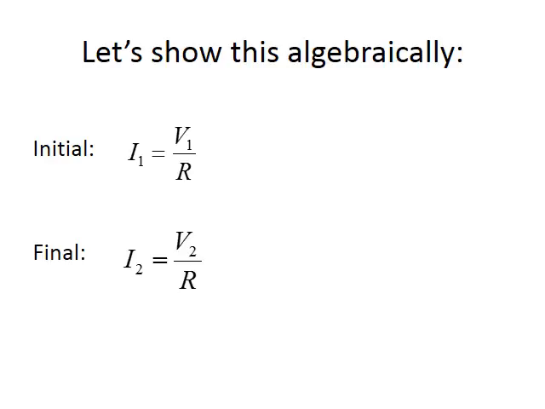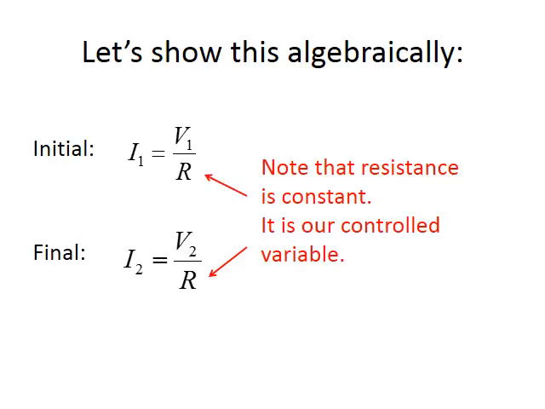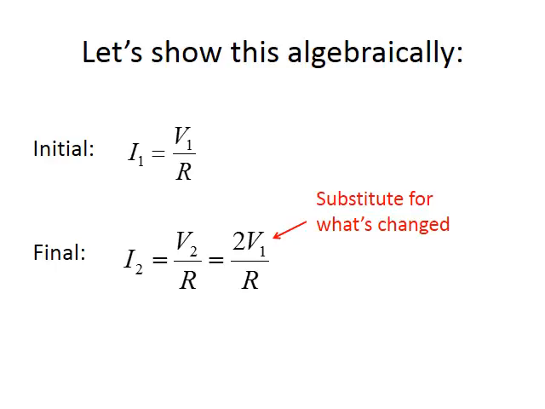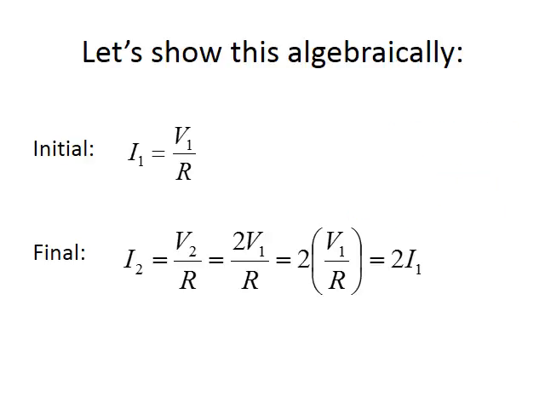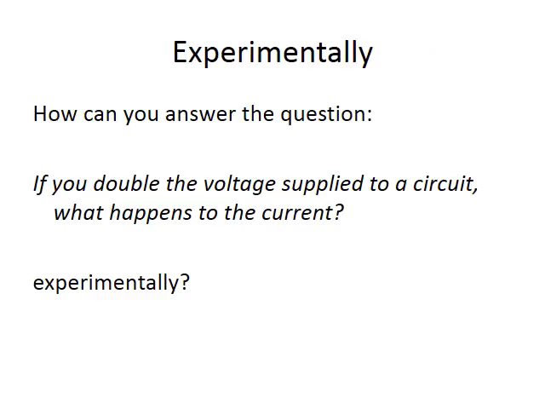If you want to show the relationship algebraically, say you're writing this out for a problem set, you could show this by setting your initial current I1 equal to V1 over R, your final current I2 equal to V2 over R. Notice the resistance in each equation is the same because resistance is constant. It is our controlled variable. You then replace the V2 with 2 times the V1. Factor that 2 out the front, so you have rearranged the expression until a part of it equals the original. Substitute in the original. V1 over R is equal to I1, so I2 is equal to 2 times I1. That's the algebraic way of looking at it, given the equation.